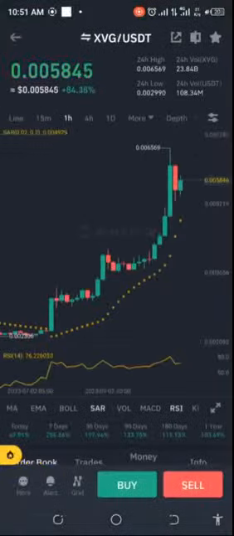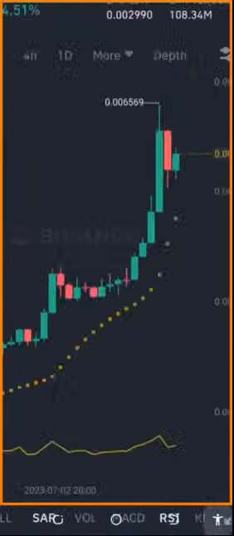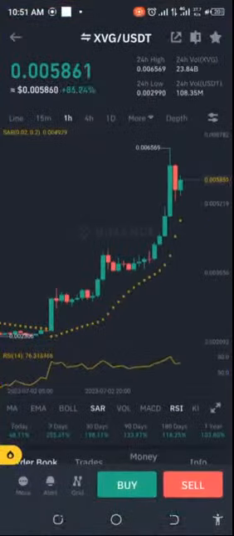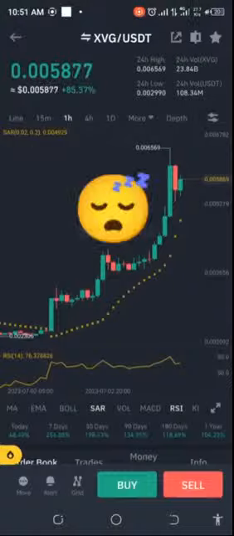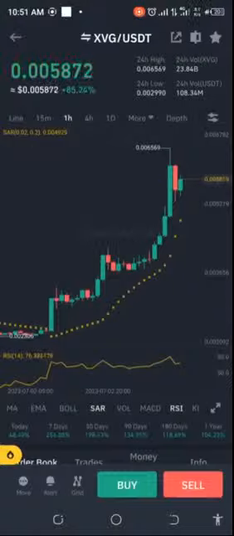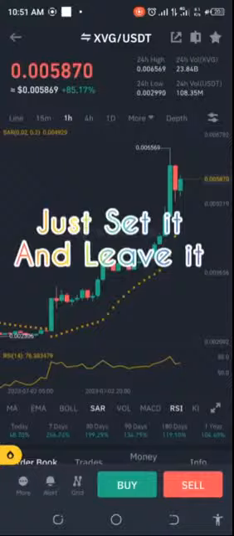Now you can see what happened. This executed a couple of hours ago while I was sleeping. Like I tell you, I love it when I make money while I'm sleeping. Yeah. That's the beauty of trading. Just set it and leave it and go to sleep. All right. So here it is.